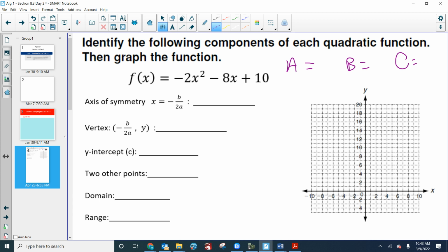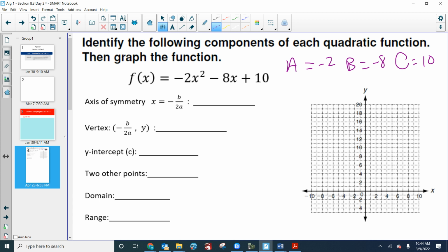Vince, what's A? Real close. I got -2. What'd you get for B, Logan? And C, Zach? 10. Please have that down somewhere.